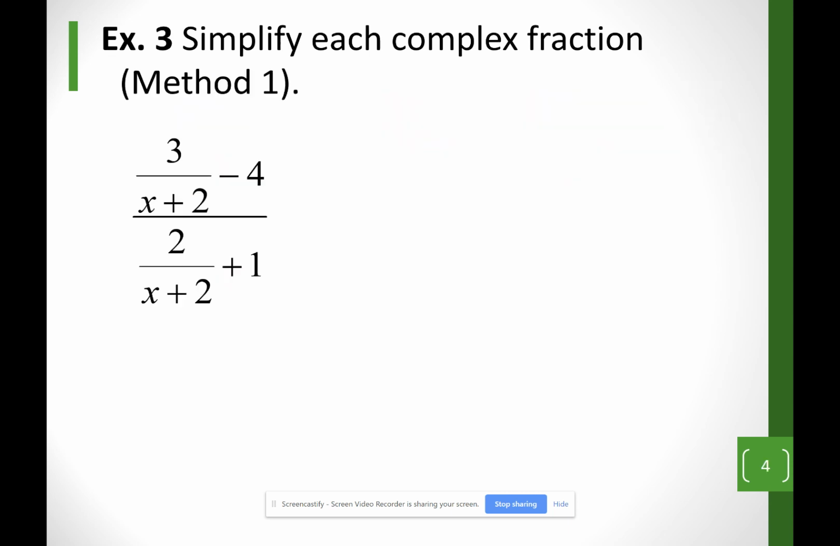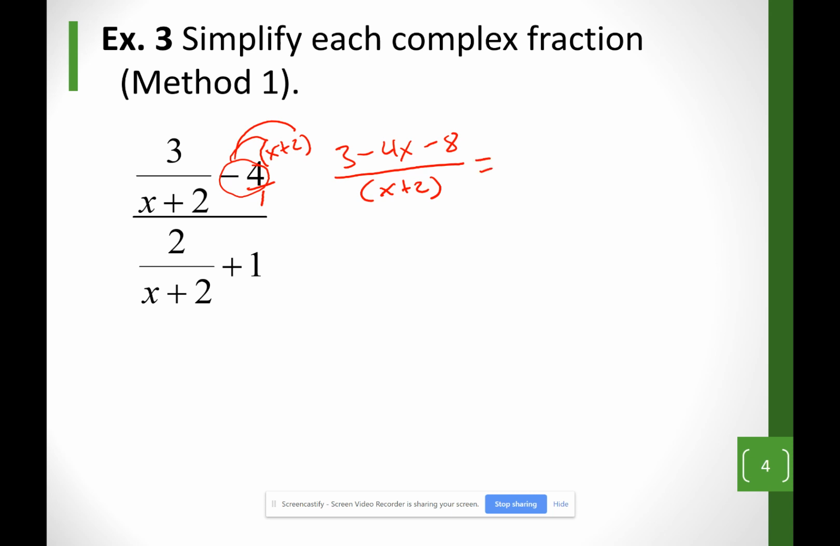Now looking at this one, we can say my denominator is 1. So I'm going to make those two fractions into just one fraction. And I'm going to say my least common denominator will be x plus 2. In the first fraction, I'm not going to do anything because I already have the least common denominator. On the second fraction, I'm going to multiply it by x plus 2. So on the top, I just have a 3 minus 4x minus 8. Keep in mind, I'm calling this a negative 4, and I distribute the negative 4. That's how I came out with minus 4x minus 8.